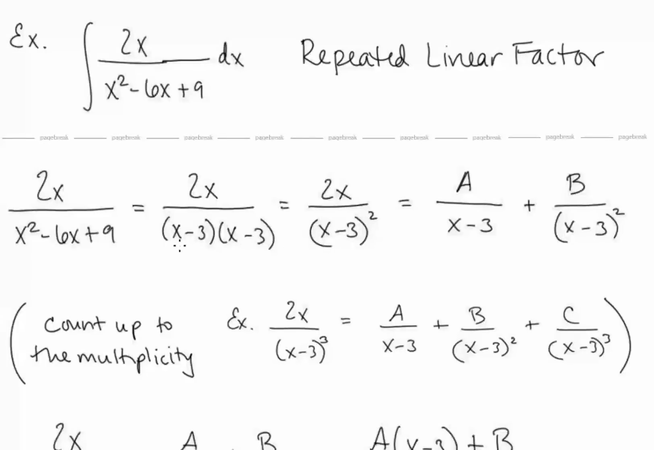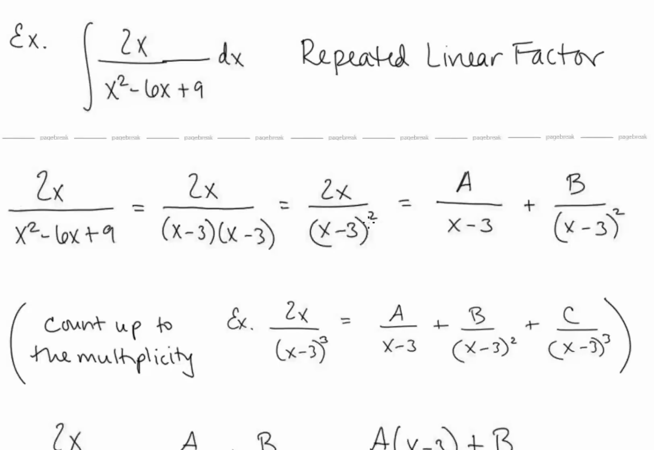And notice we have a linear factor, but it's repeated. So when we set up the partial fraction decomposition, we have to count up to the multiplicity. So we need an x minus 3, and the next term we have has denominator x minus 3 quantity squared. We need to count up to the multiplicity. So for example, if it was 2x over x minus 3 to the third, we would have 3 fractions in our decomposition. We'd have denominators x minus 3, x minus 3 squared, and x minus 3 to the third. We have to count up to the multiplicity of the factor.